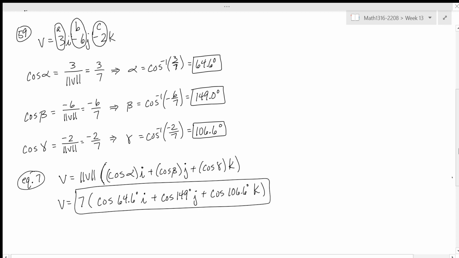I'd like to check something real quick if it's okay with y'all. Got a calculator in degree mode? Would y'all push what I say? Will you do 7 times cosine of 64.6? And what did you get? Was it pretty close to 3? Okay, pretty much 3. And the reason it's not exactly 3 is because we rounded this off, okay? And now do 7 times cosine 149. -6. And is that pretty much -6?